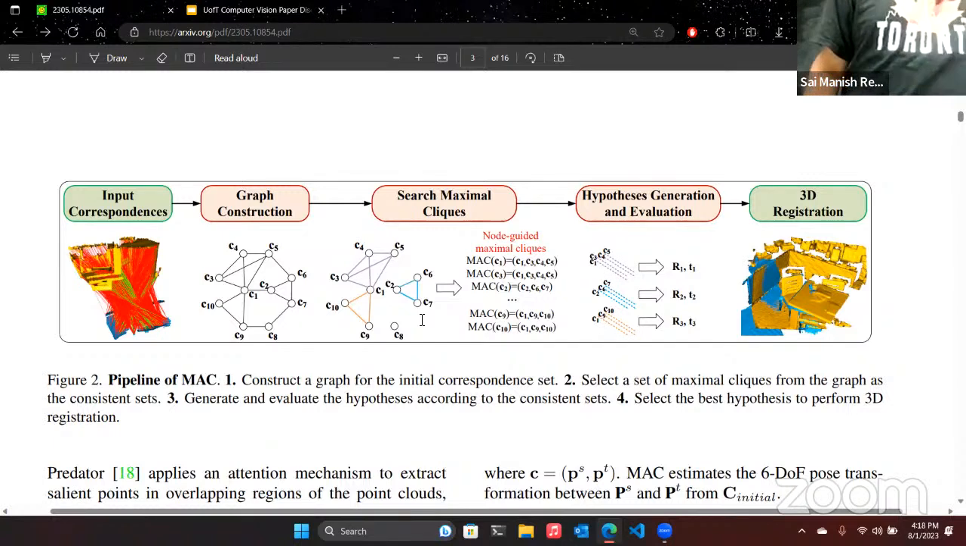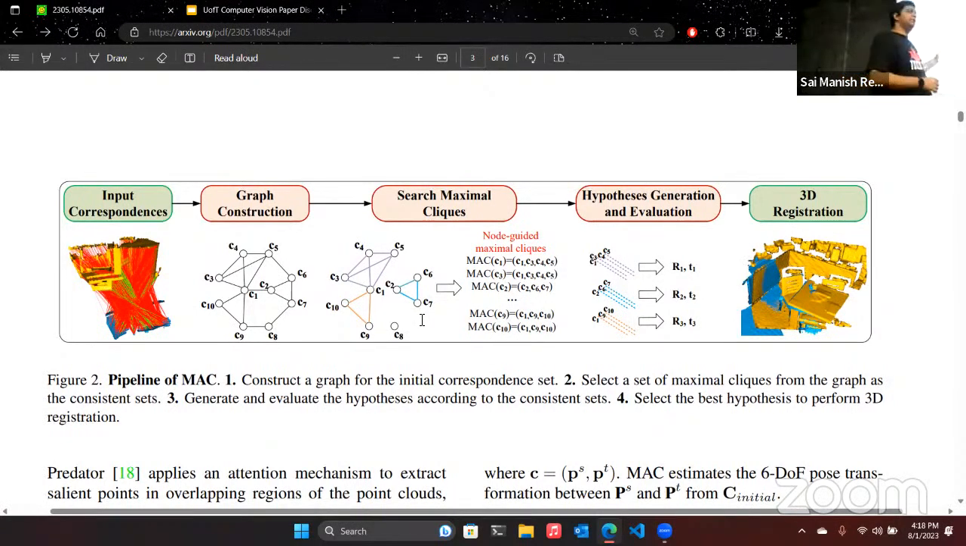Since you formulate hypotheses, that number is 3, you generate and evaluate hypotheses according to the consistent sets. So what is meant by consistent set? Yep. So what they mean by consistent set is, right now we have 4 maximal cliques, and we do a selection process and choose some particular cliques from these, and the set of those cliques is what is meant by the consistent set.